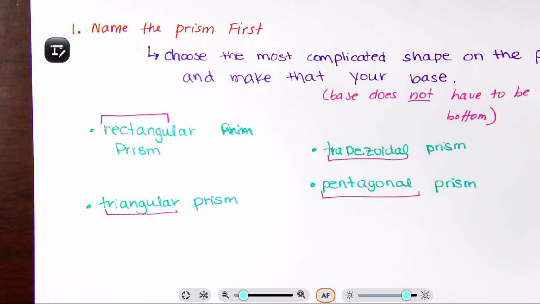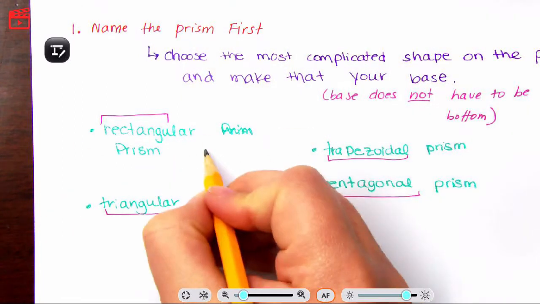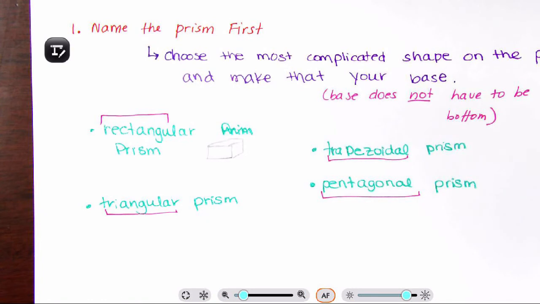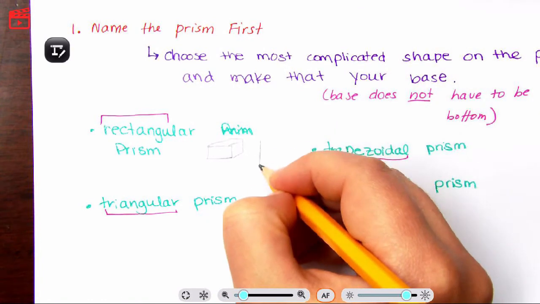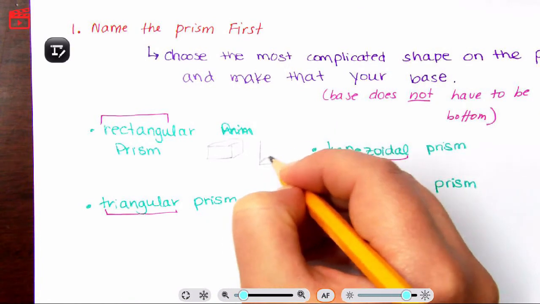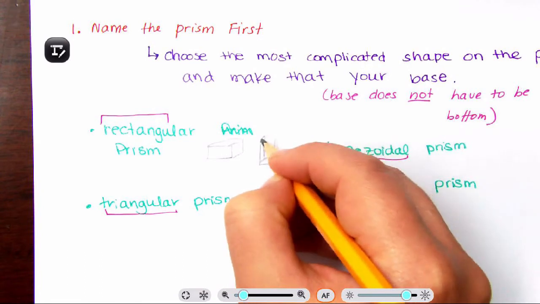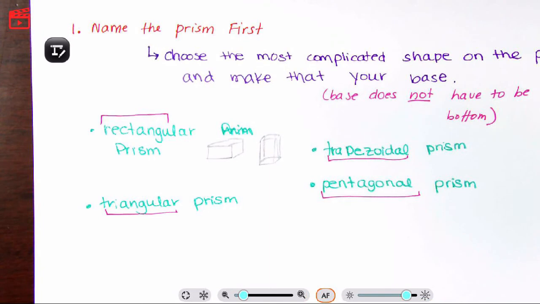Actually, you know what? Let's draw these out real quick because I do want to point something out. So a rectangular prism usually looks like this. You can also lift it up. So for example, let's see if I can draw this real quick. Make it stand up instead of having it lie on its side.